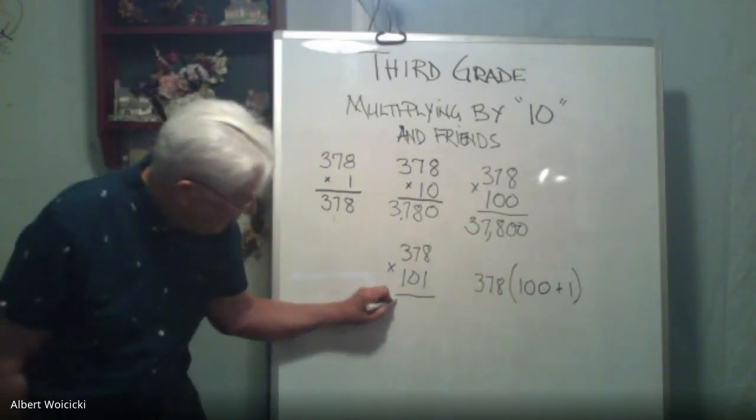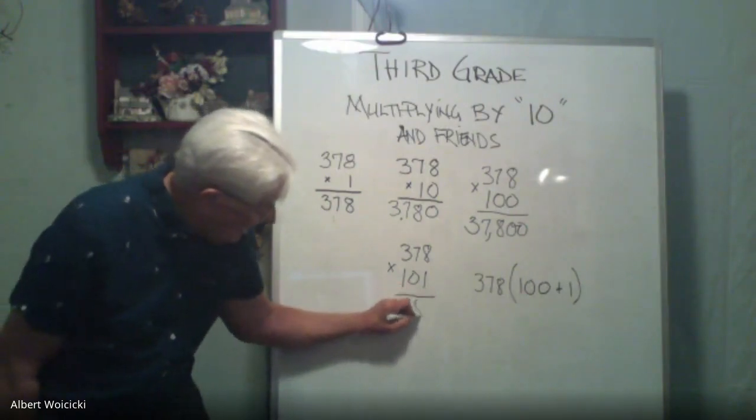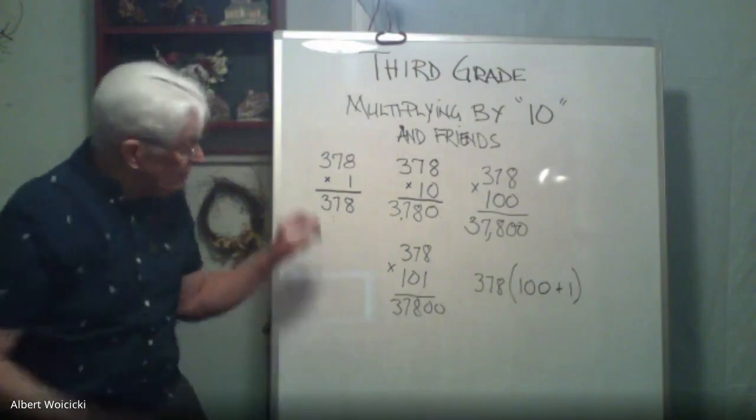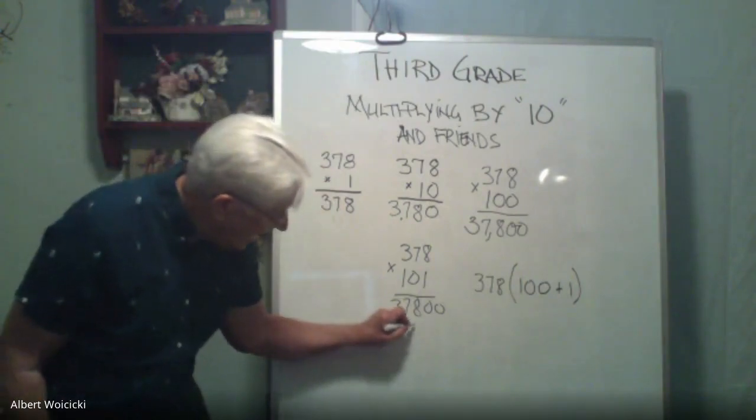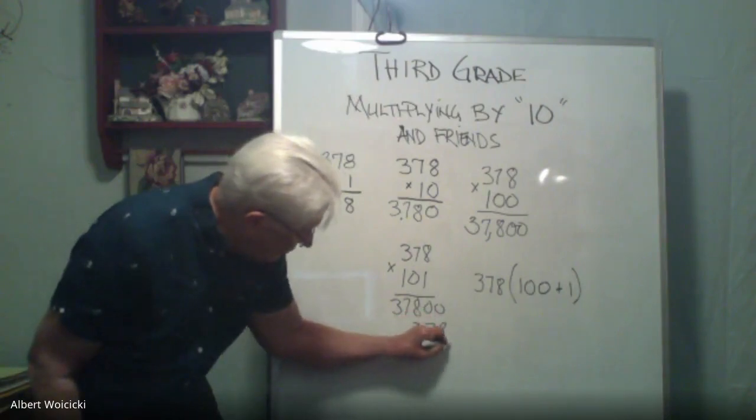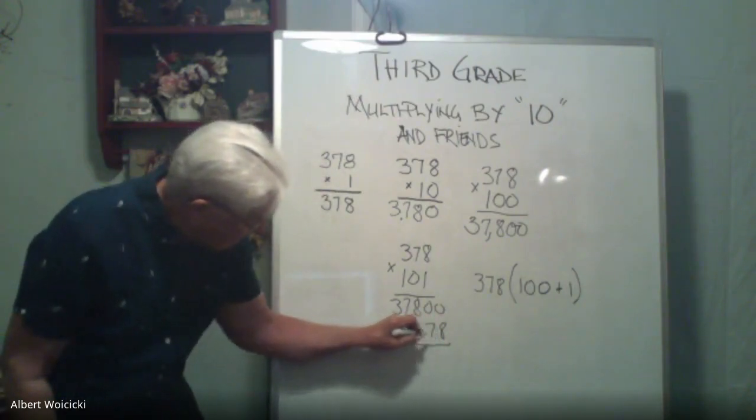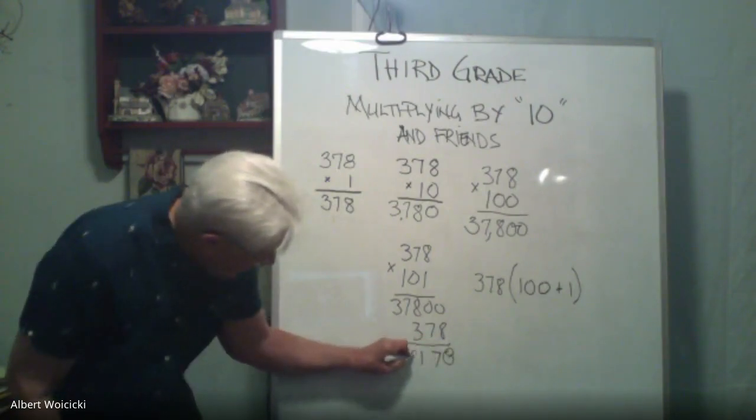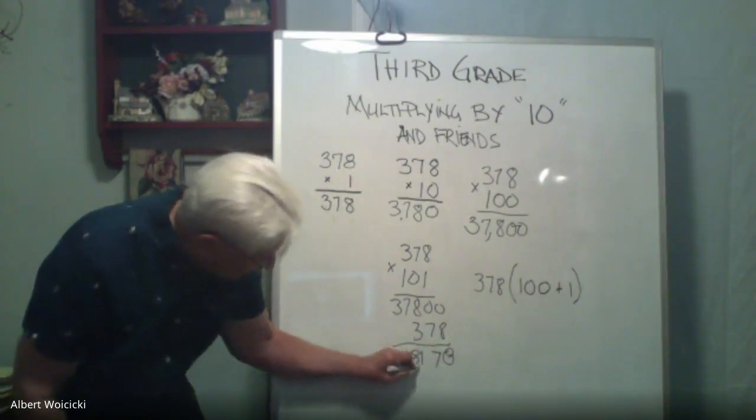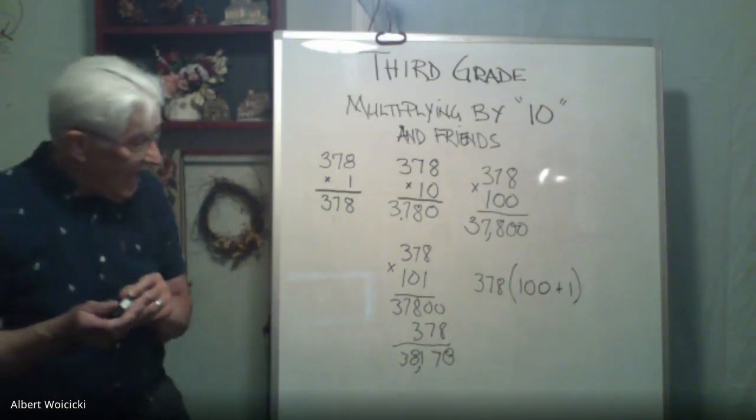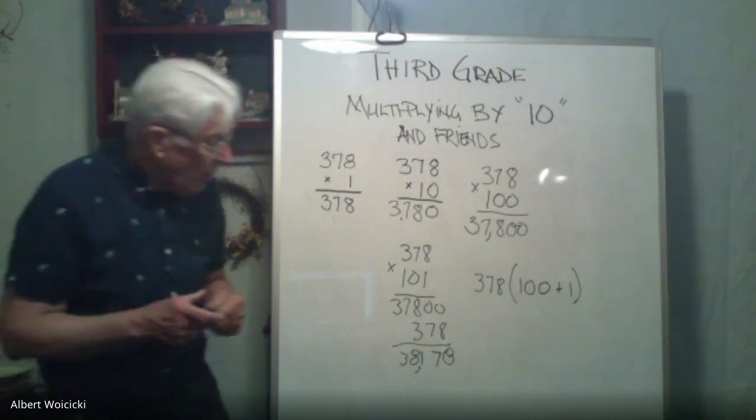So I have 37,800 plus I have one more 378, and I have to put that in the right place. Make sure that things go in the right place: tens, hundreds, thousands. So I end up with 8, 7, 11, 8, and a 3. So my solution is 38,178.